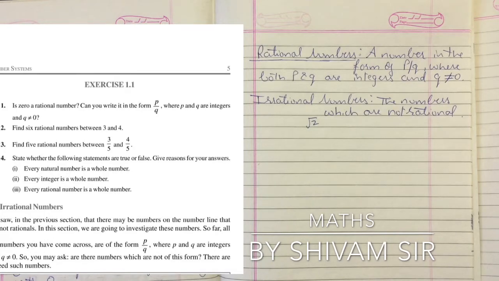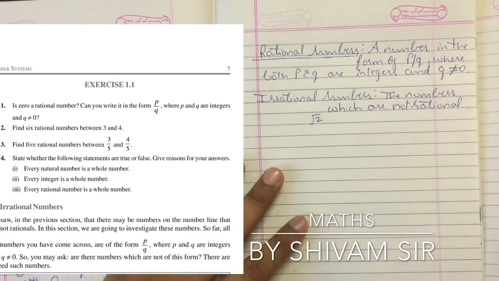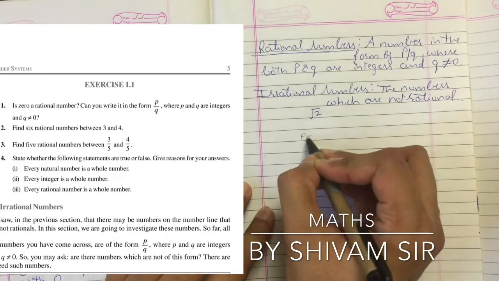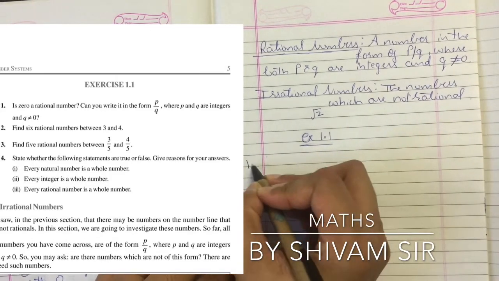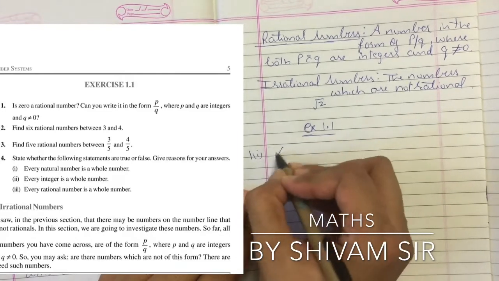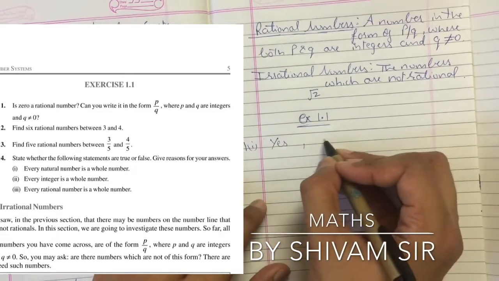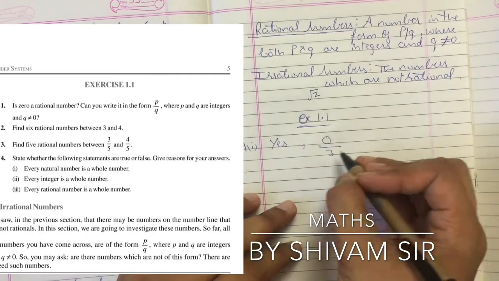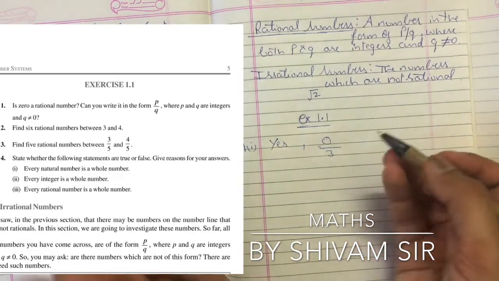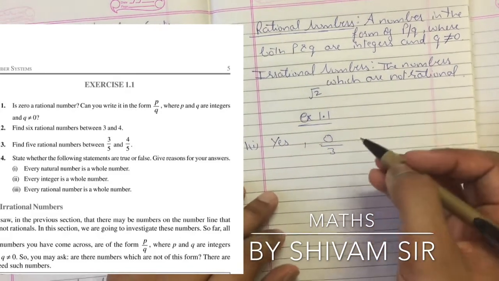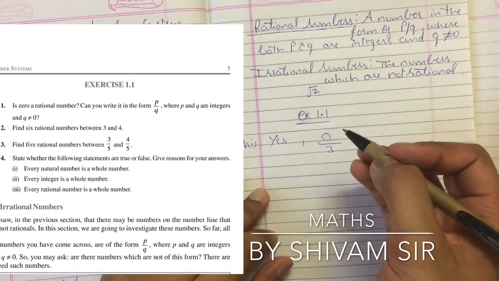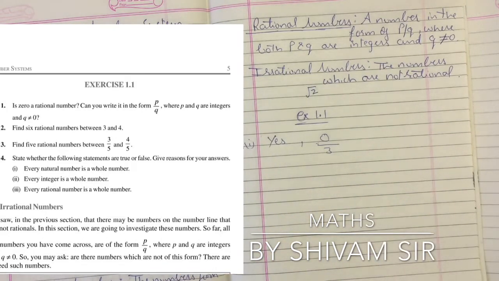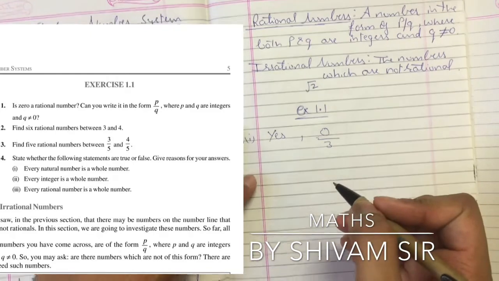Exercise 1.1, question number first: is 0 a rational number? Yes, it is a rational number. Since 0 can be written as 0 upon any number, we can write 3. So it is of the form p upon q, where p and q are integers and q is not equal to 0. So yes, it is a rational number. Here we have written it in p by q form. Next, question number second: find 6 rational numbers between 3 and 4.